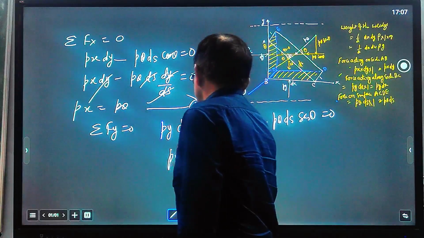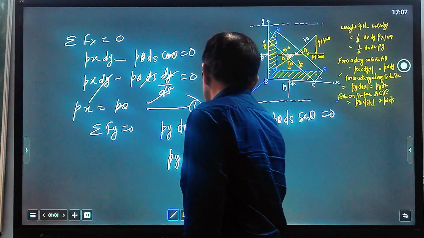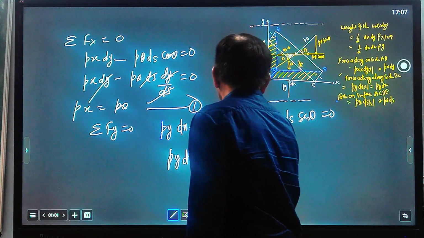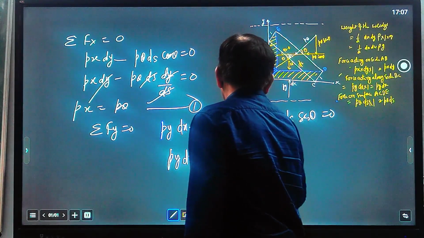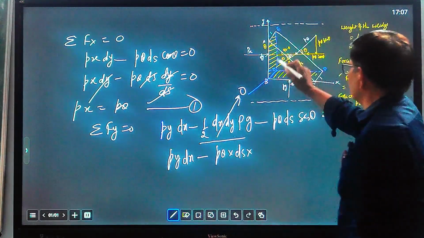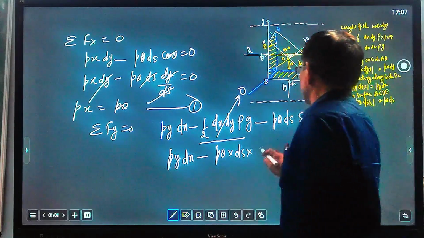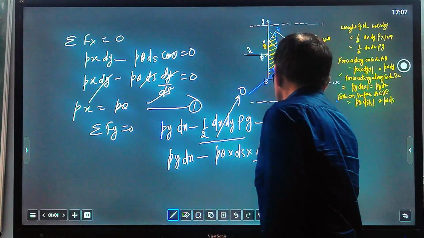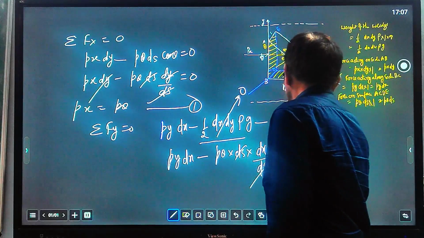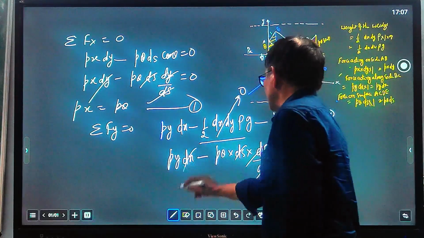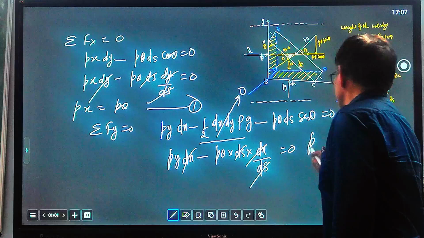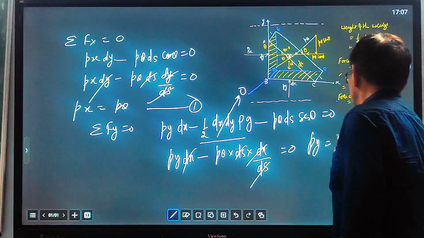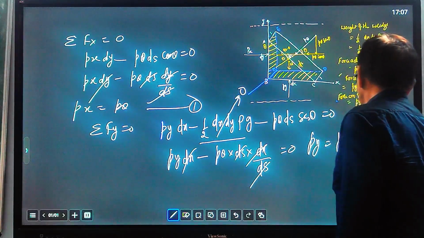So py into dx minus P theta into ds into sin theta. Here you see sin theta equals dx by ds. So ds cancels out, equal to 0, and dx is also removed. So py equals P theta. Equation number 2.